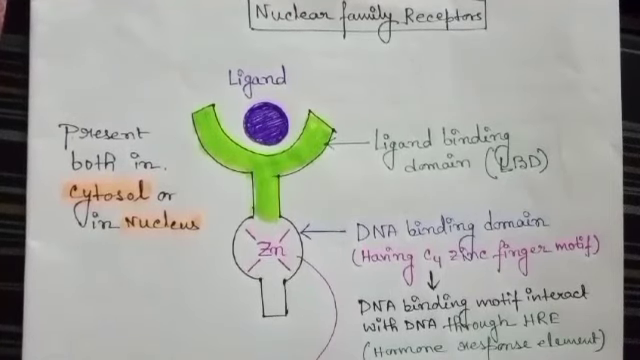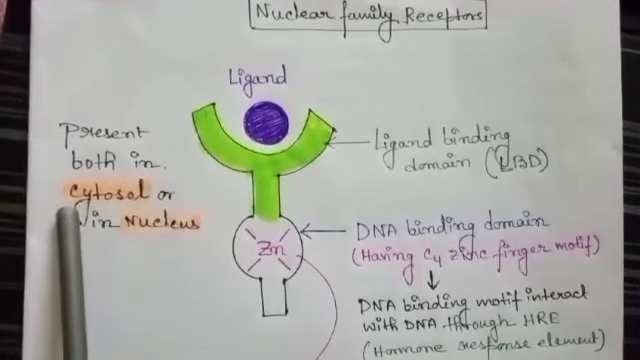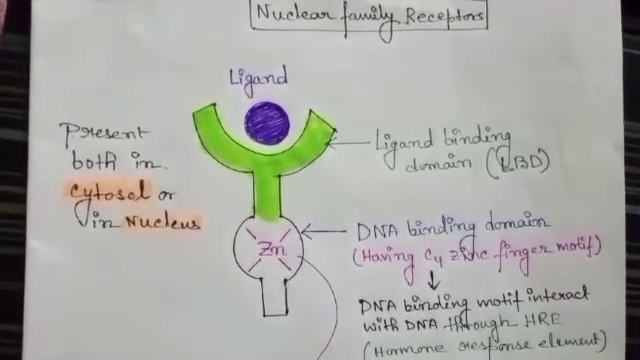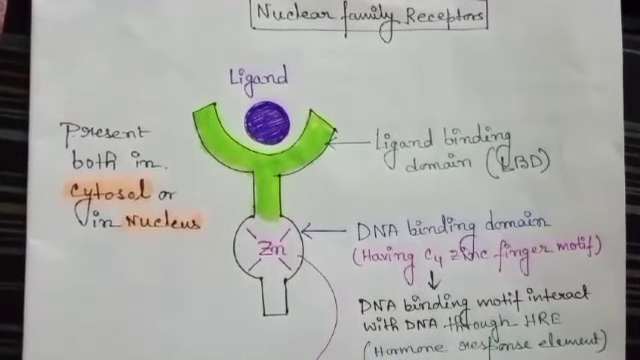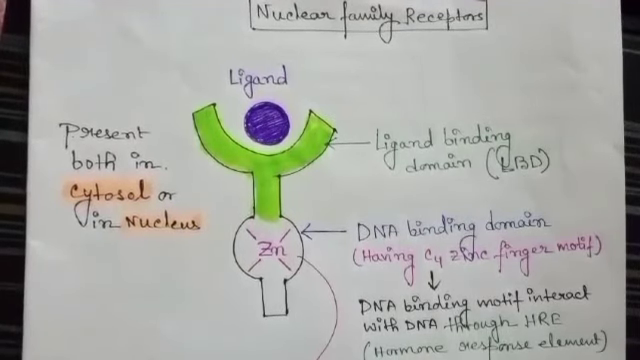Those that can cross the plasma membrane also cross the nuclear membrane. That's why nuclear family receptors are the receptors that are found in both cytosol and nucleus. Here you can see they are present in both cytosol and nucleus. These receptors can accept only non-polar signals, as non-polar signals can cross plasma membranes, but cannot accept polar signals, because polar signals cannot cross the plasma membrane, so they can bind only surface receptors.